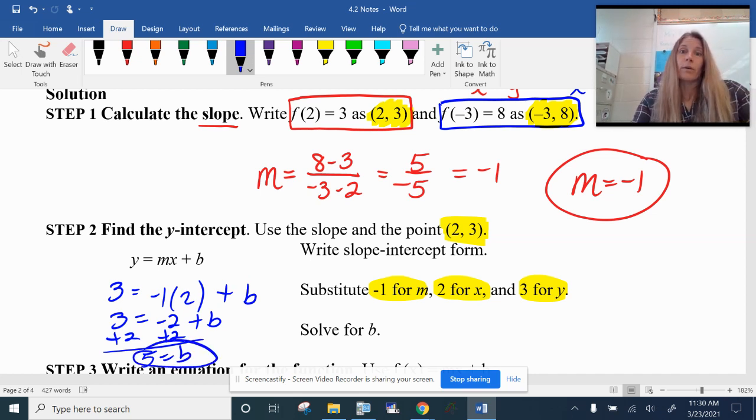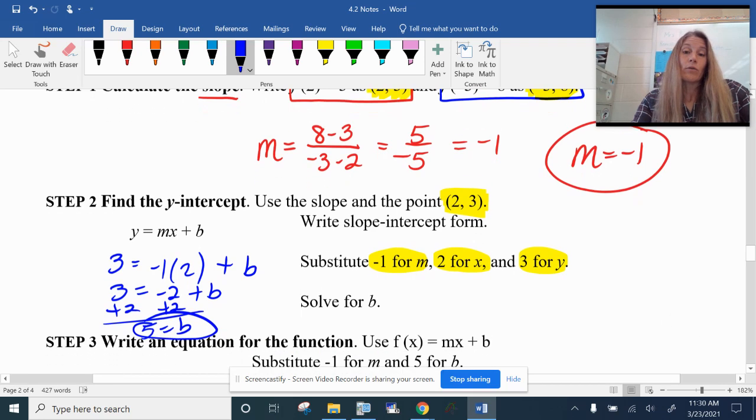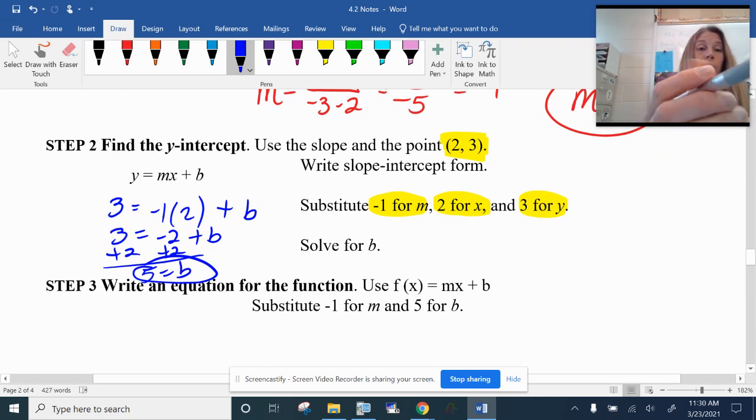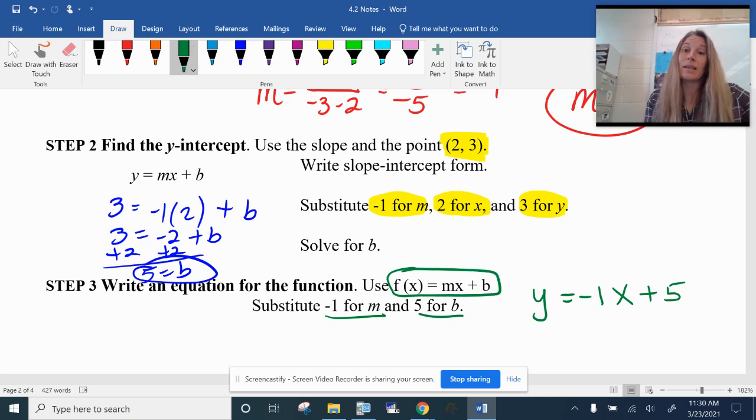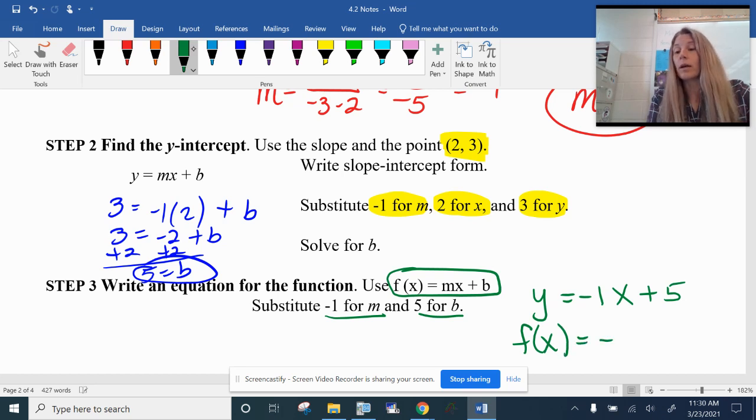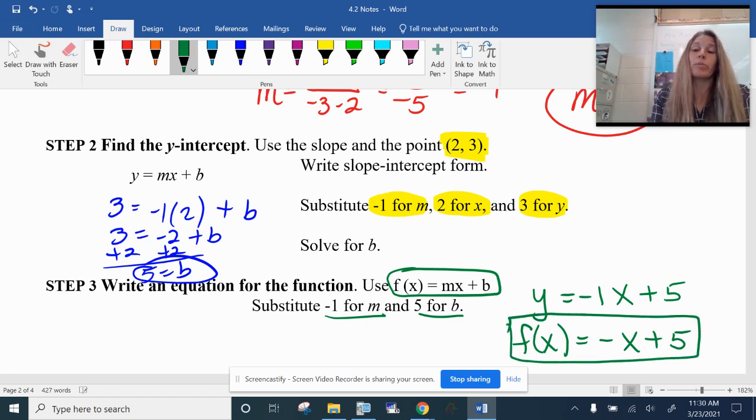So once I have the slope and the y-intercept, I can now write the equation in that slope-intercept form. Now when I do that here, I'm going to substitute the -1 in for the m and the 5 for the b, so that would be y equals -1x plus 5. However, because the information was given to me in that function notation, I'm going to make sure I put my answer in function notation as well. So f of x equals -x plus 5. So you're just going to replace that y with that f of x.